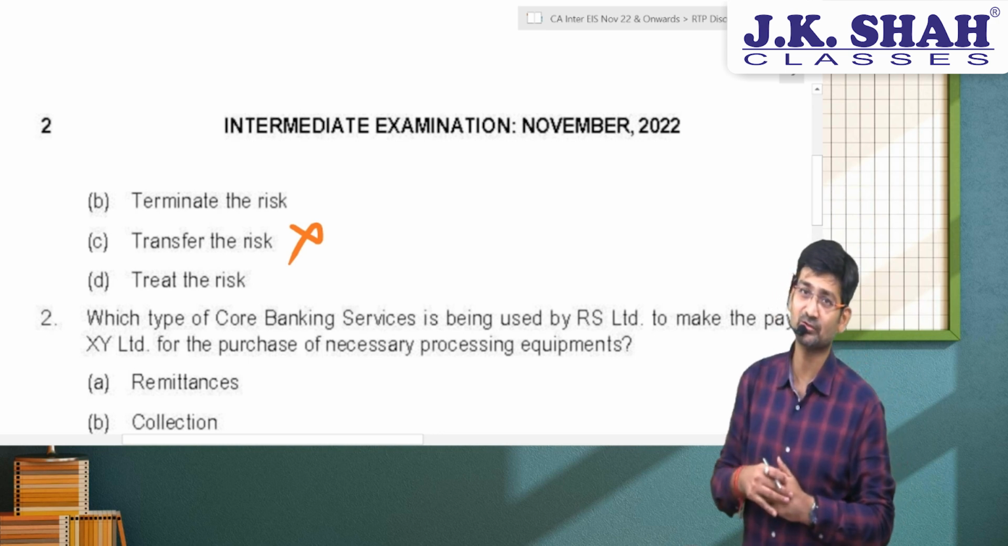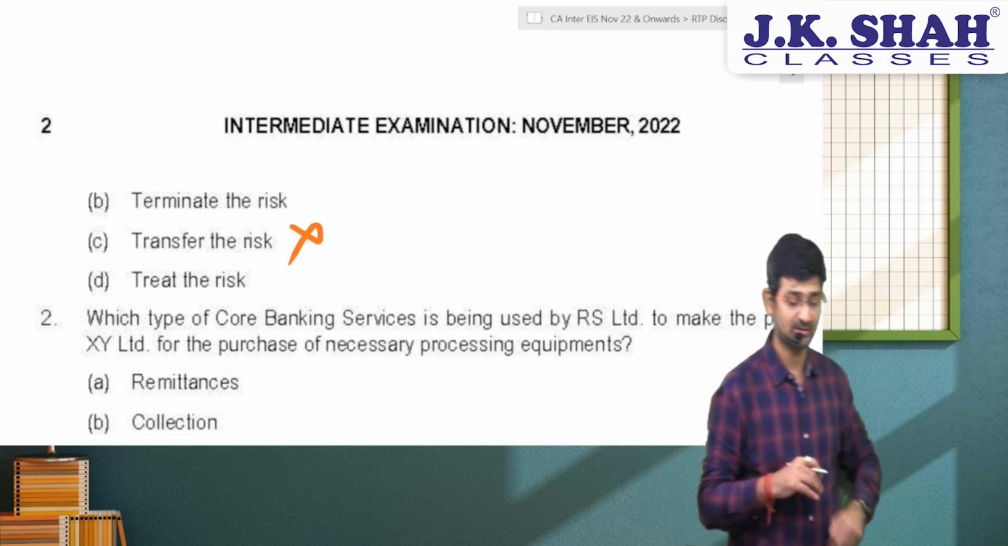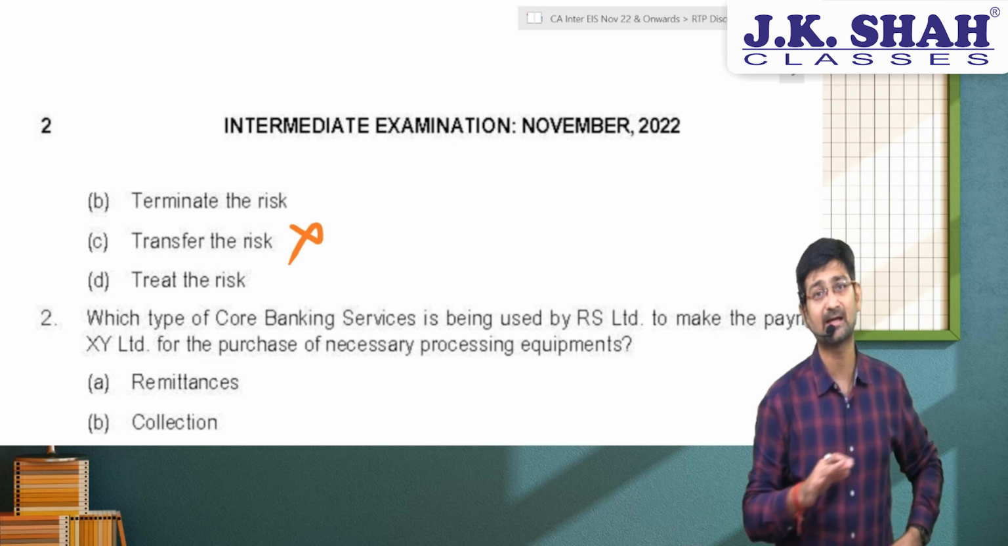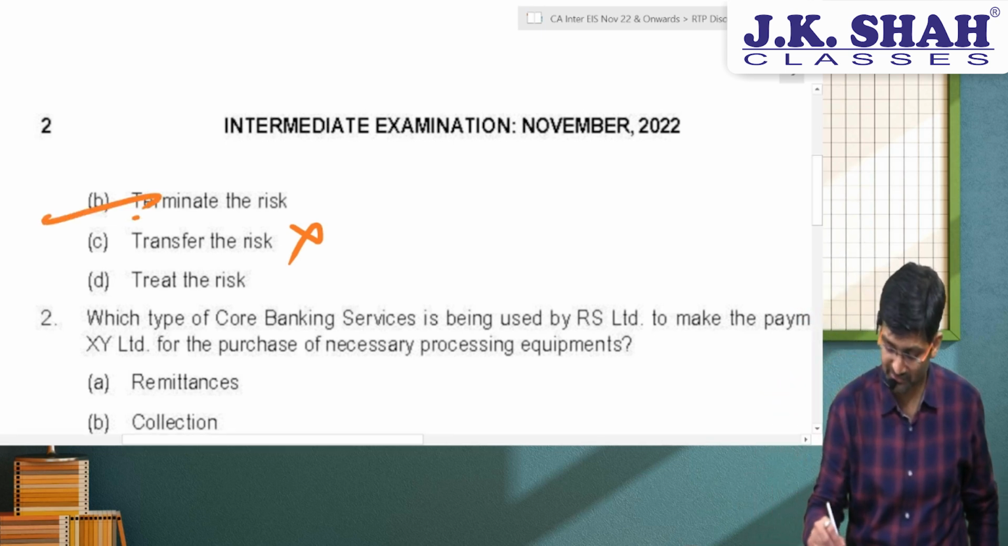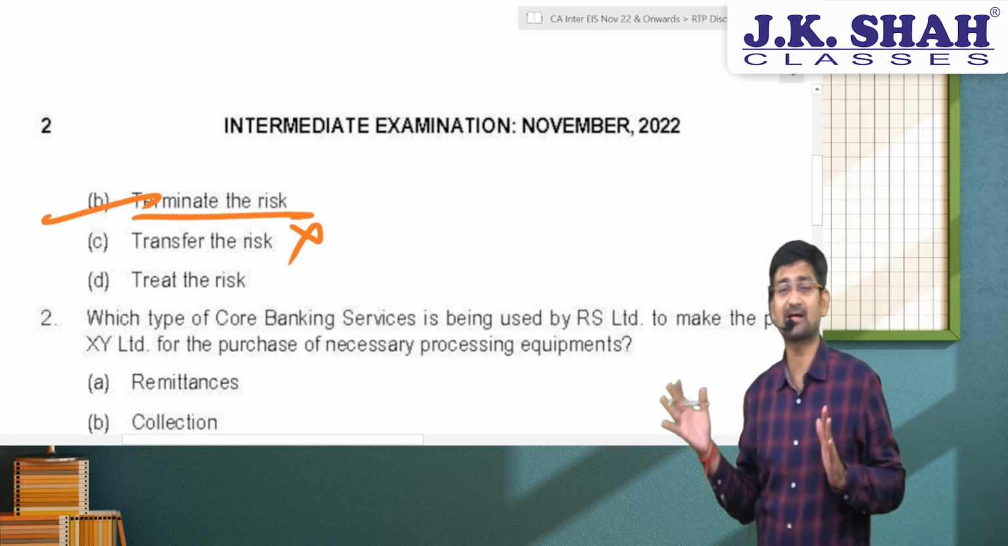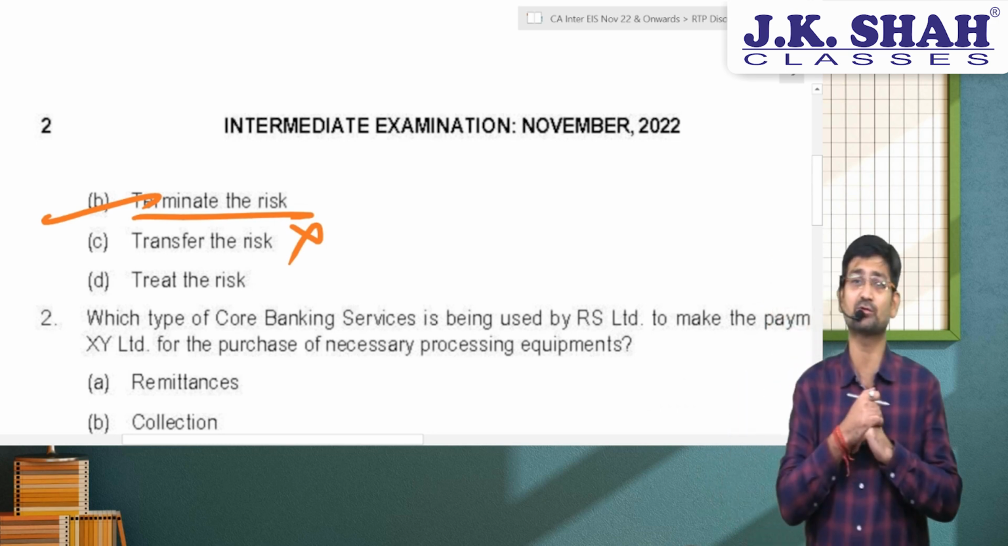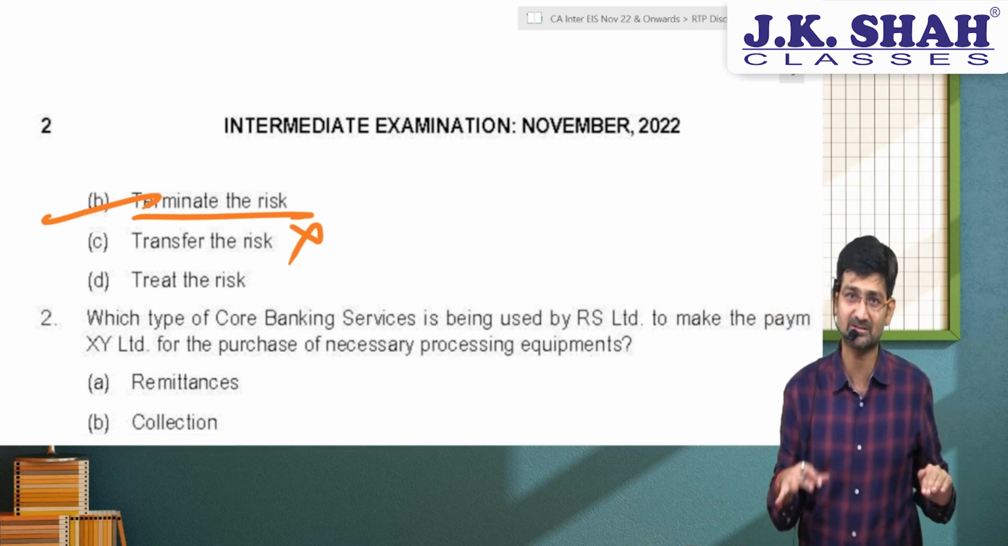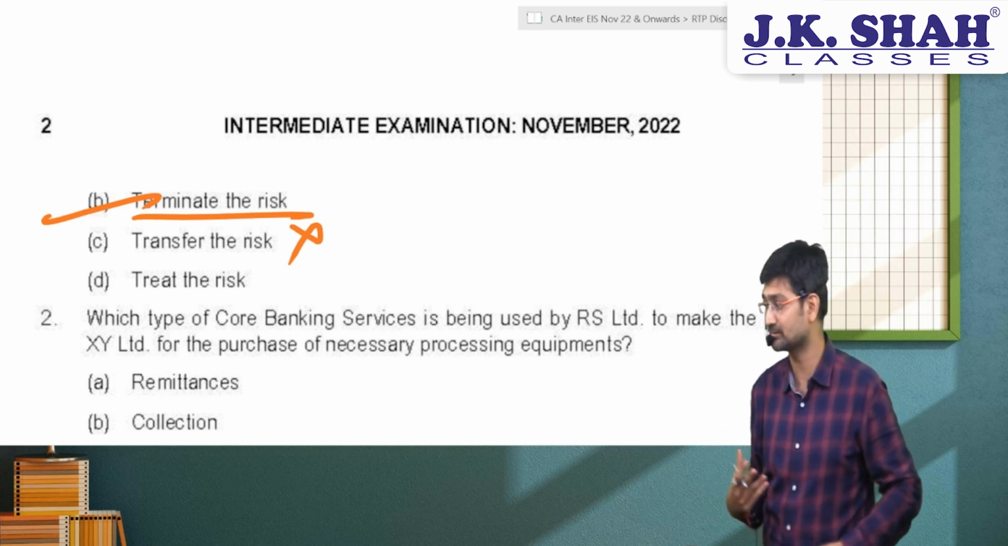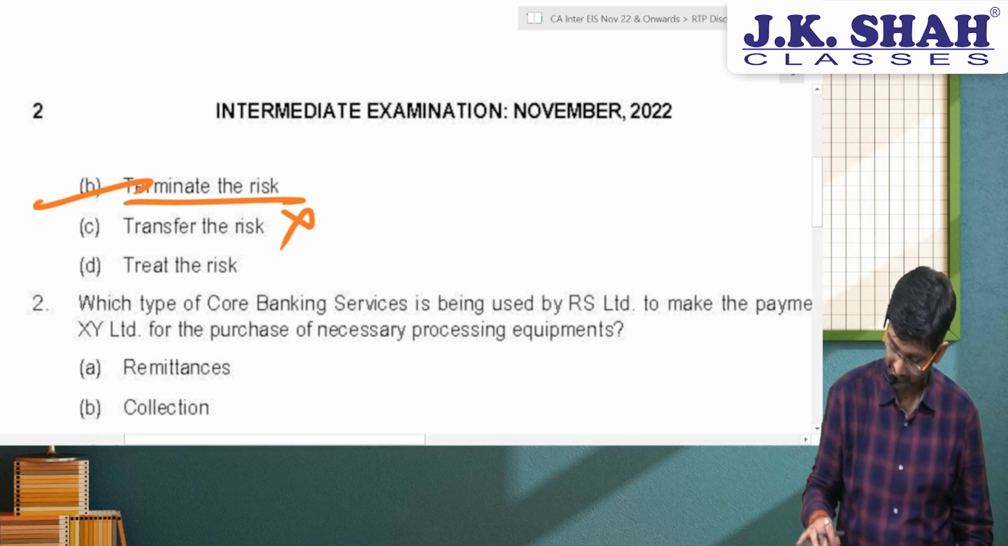In case of D, when you treat the risk, it gets reduced. In terminate, the risk is totally eliminated. In this case, the risk was eliminated. Why? Because when I had put in new machinery, the risk was totally removed, because I had totally replaced the old machine with a new machine. So it was a termination strategy that you had followed.